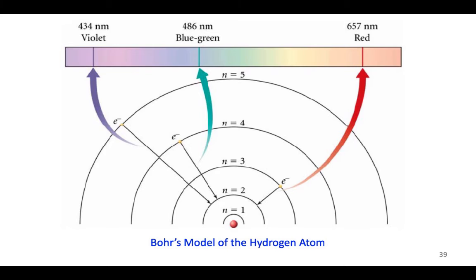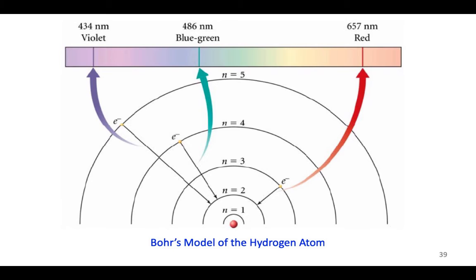Bohr was able to come up with a mathematical equation to calculate the energies of the different energy levels of the hydrogen atom, which corresponds exactly with the different colors of light found in the line spectrum of hydrogen. For example, he determined that the blue-green line in the line spectrum is produced when an electron moves from the fourth energy level down to the second energy level and gives off a blue-green photon of light.